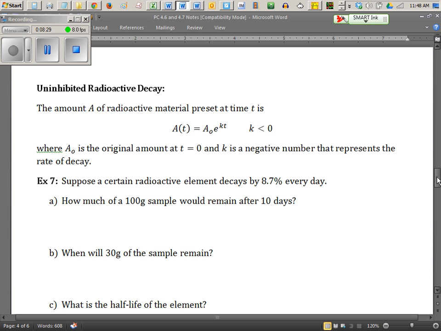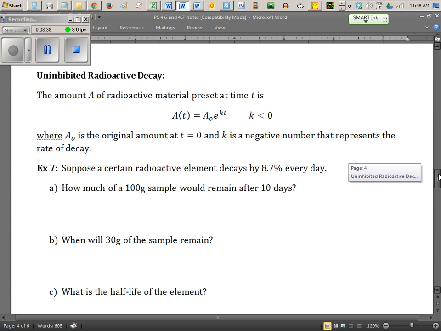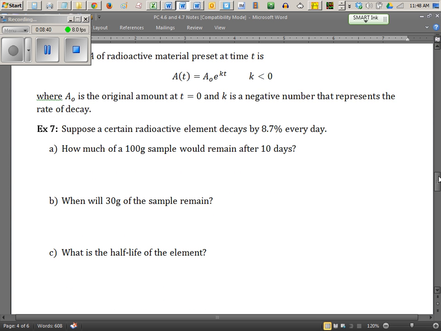Okay, so let's take a look at this example. Can you tell from the question what k is? It says, suppose a certain radioactive element decays by 8.7% every day. Can you tell me what k is just by looking? Negative, good. 0.087. That's it. Pretty simple. Okay, we got our k. That means we've got our model.